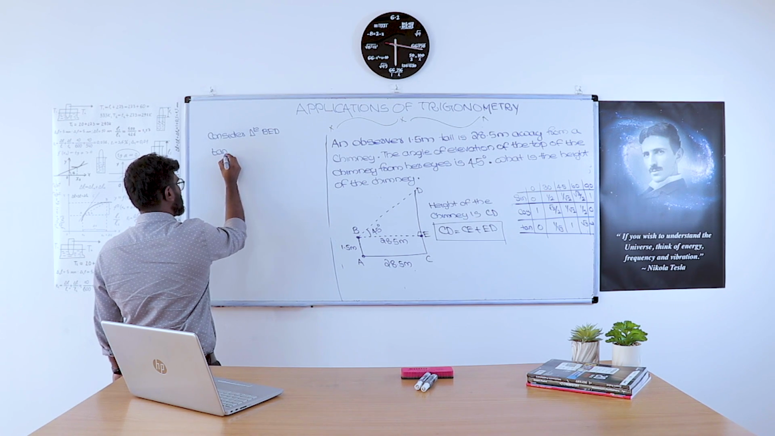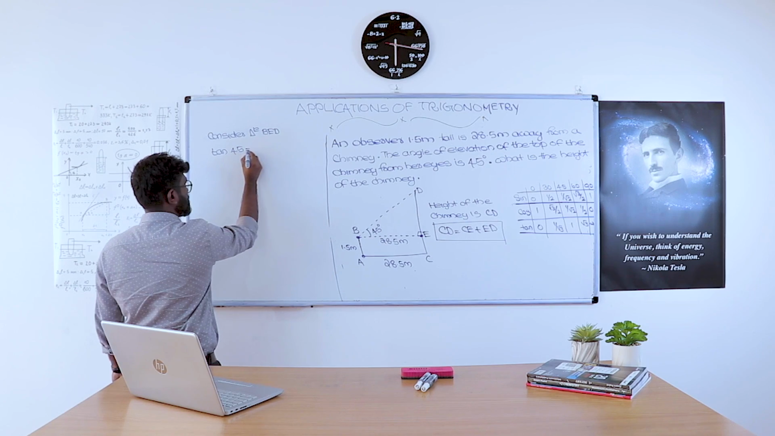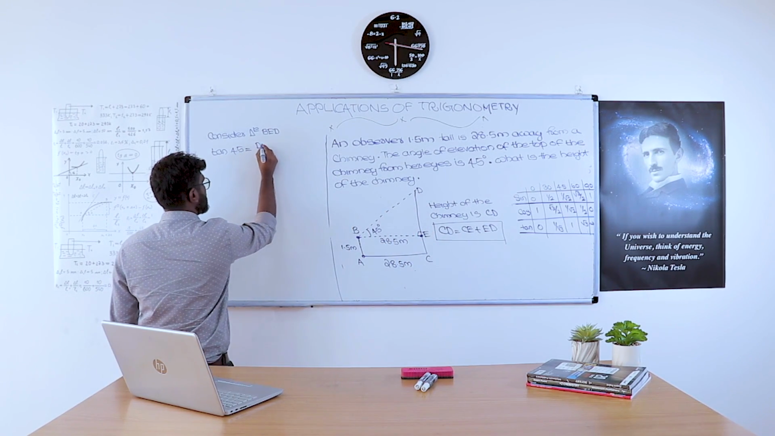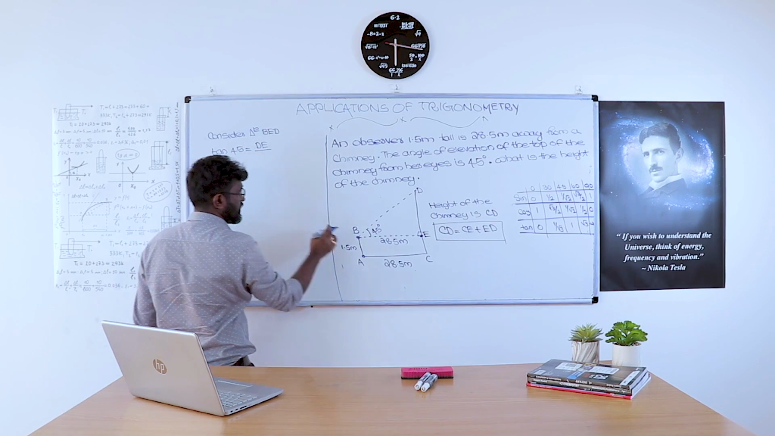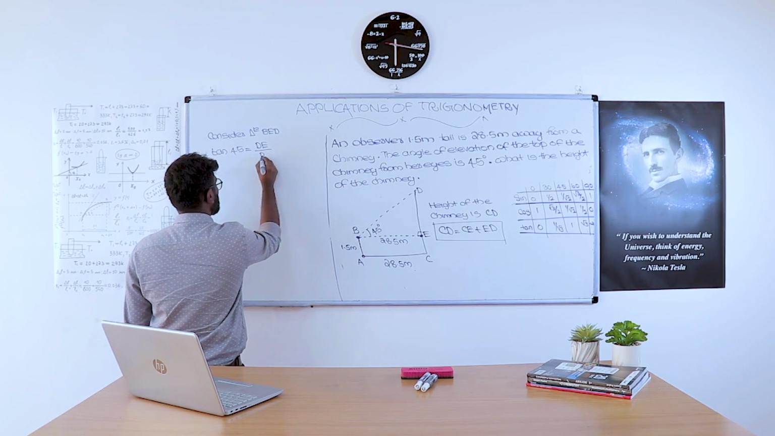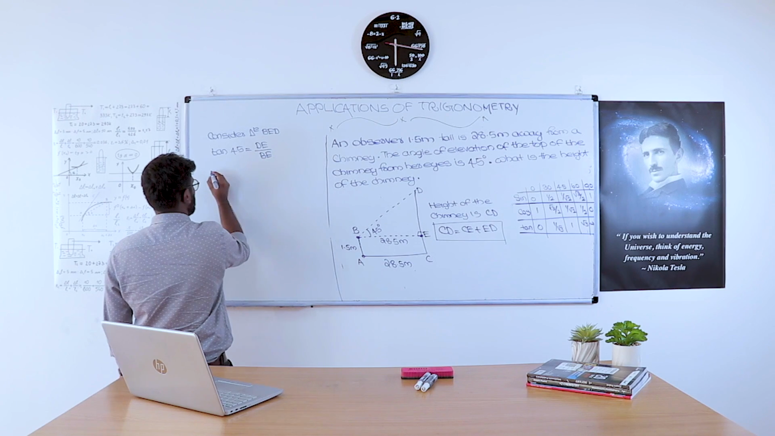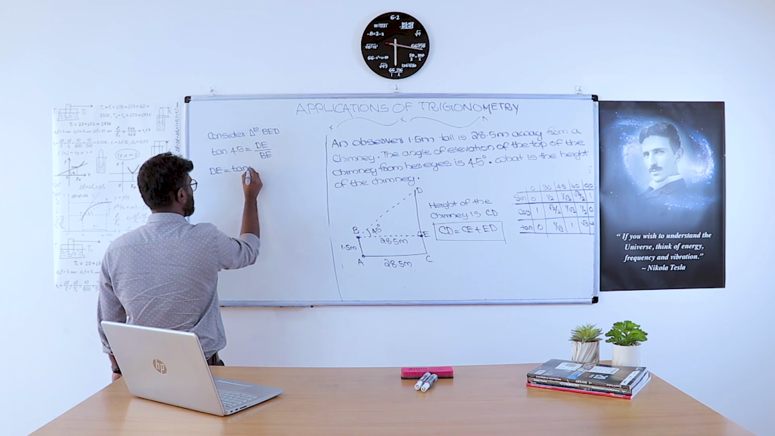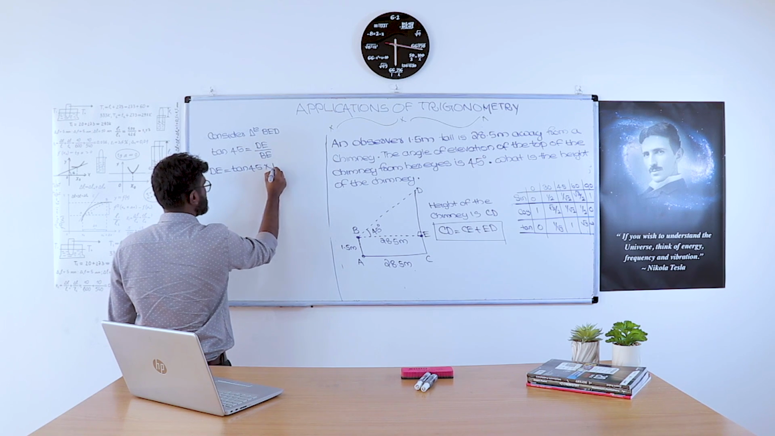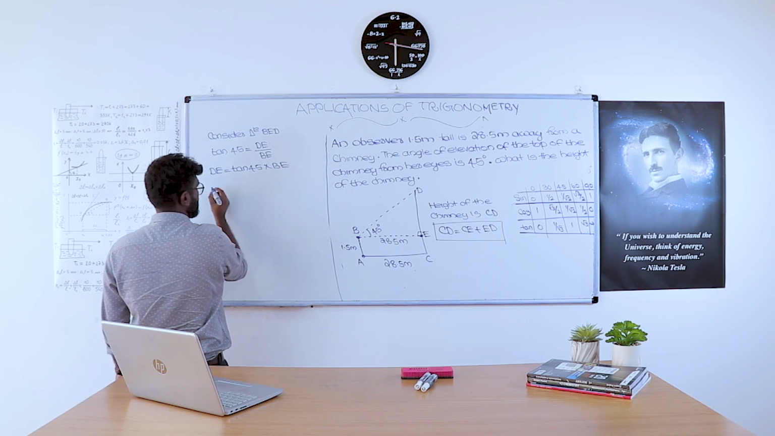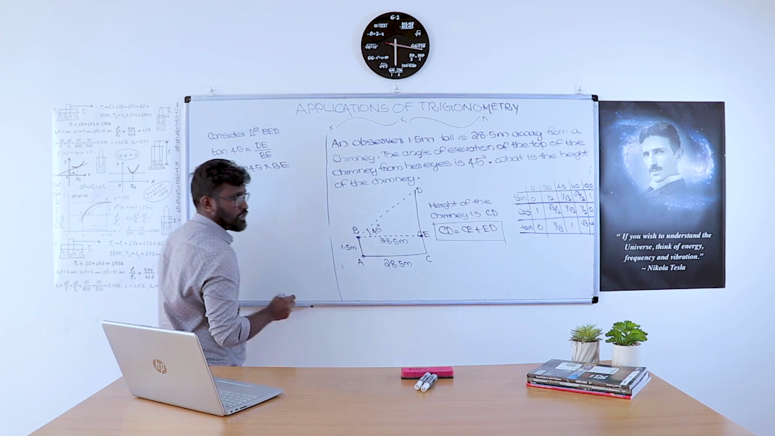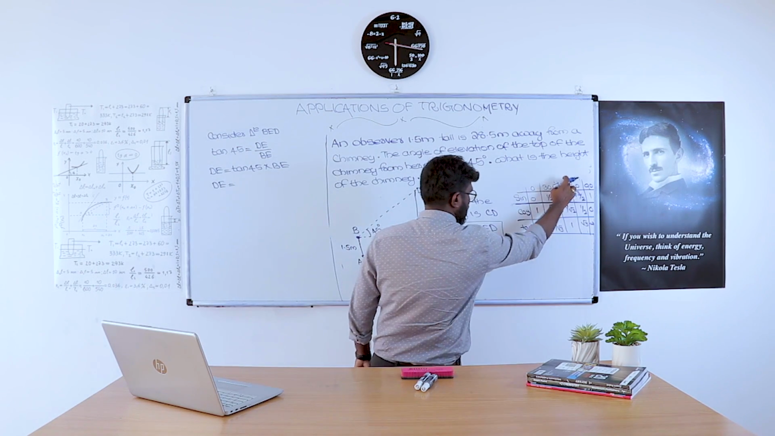Now tan 45 equals opposite side by adjacent side. Opposite side is DE, adjacent side is BE. So what is DE? DE equals tan 45 into BE. What is the tan 45 value? Tan 45 equals 1.